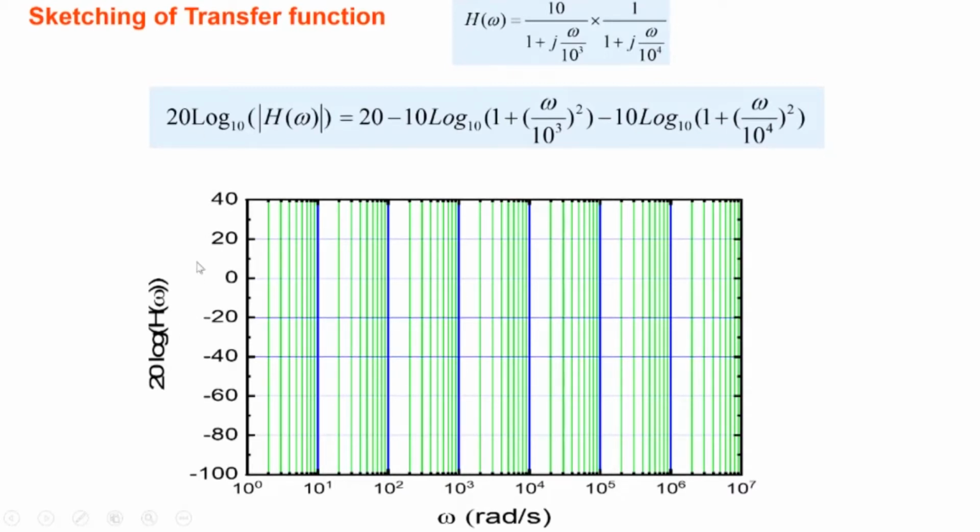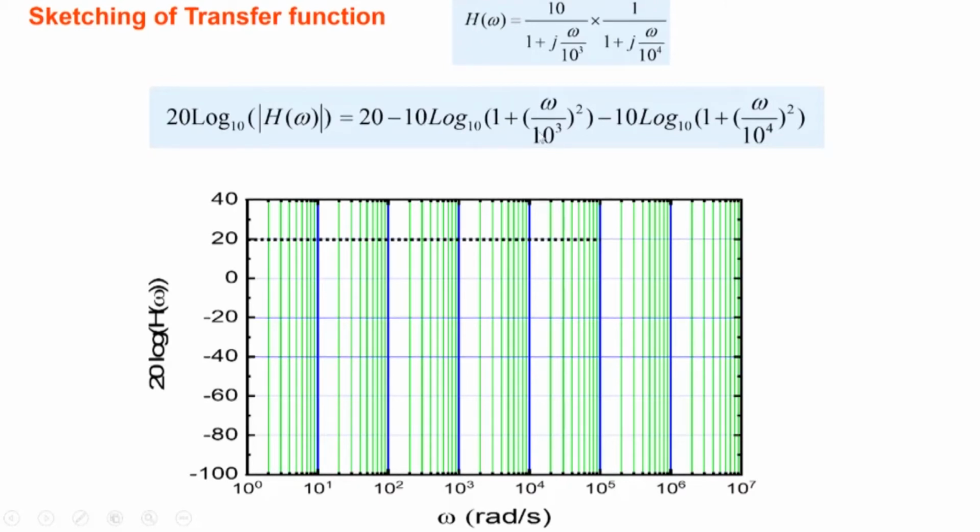This is in dBs, and for frequency we've taken a large enough range, from almost 1 radian per second to almost 10 to the power 7. So let's plot this out. Once you write the magnitude in dBs in this form, you can take each term, the first term, the second term and the third term, and separately sketch what it would look like. The 20 log term is, of course, a straight line. The first term is independent of frequency, a constant.